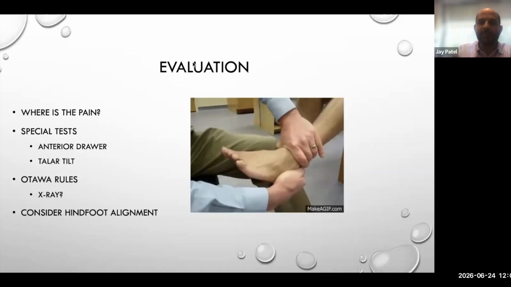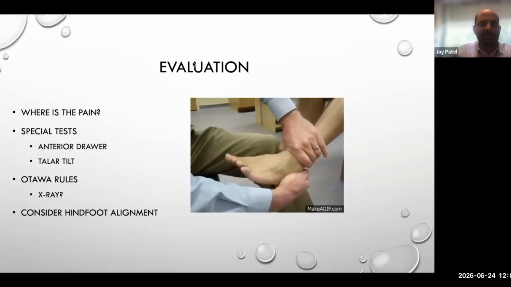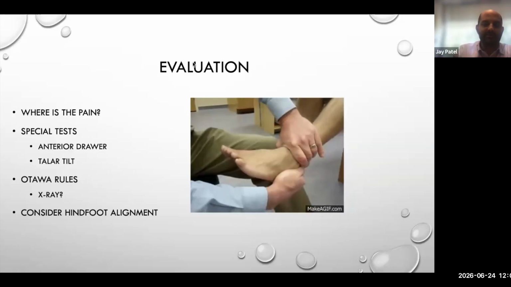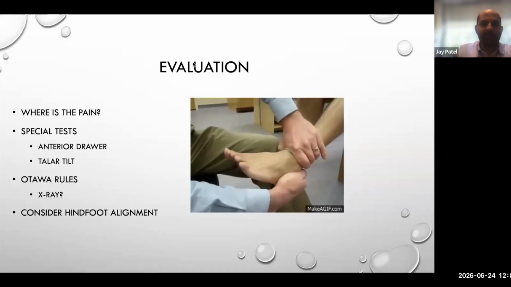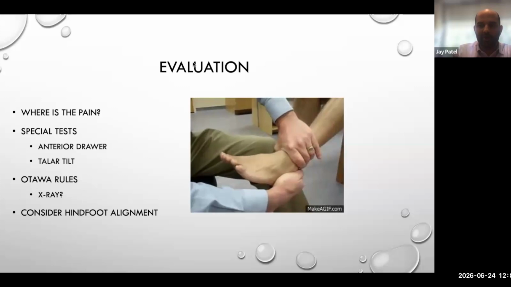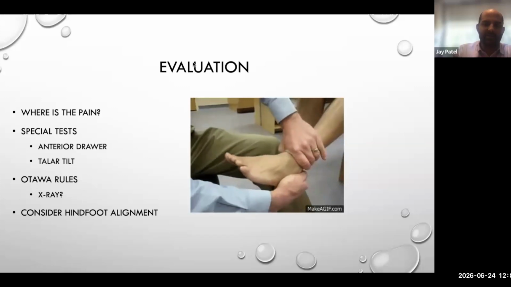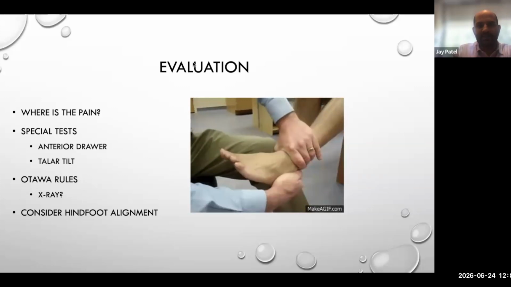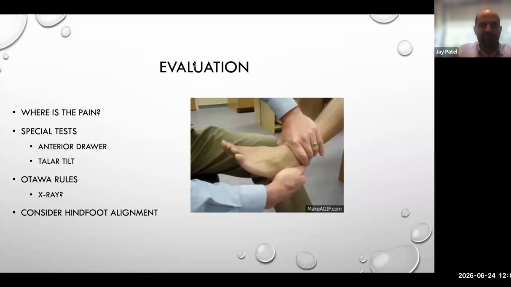Palpate for the anterior process of the calcaneus and the fifth metatarsal base. Also need to palpate the proximal fibula. This is something we'll talk about in a little more detail afterwards as well. Fifth metatarsal base, again, same thing. A lot of people have foot fractures from ankle sprains because peroneal tendon pull results in that fracture.